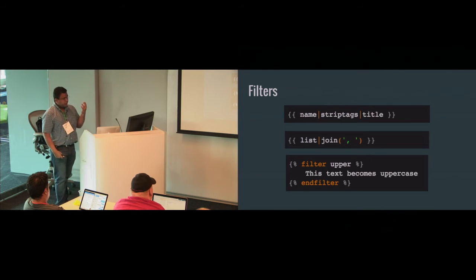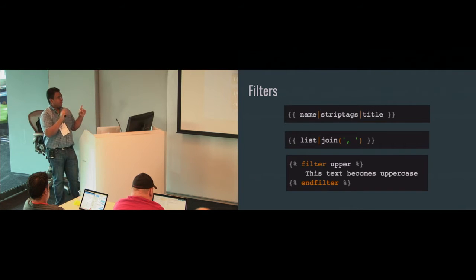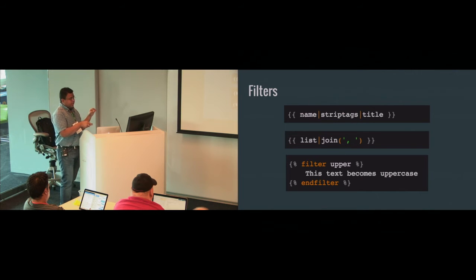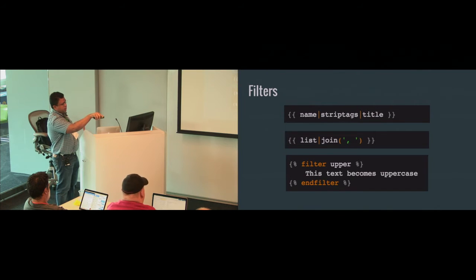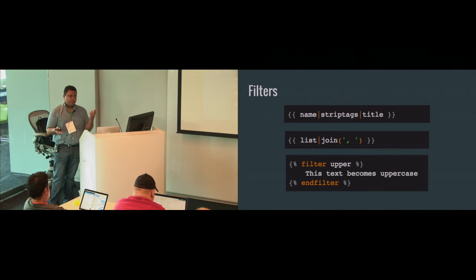For filters, you can use the pipe notation, or you can use this syntax. You have a curly bracket and a percent sign, then the word filter, and then the name of the filter. You put anything that you want to use that filter on, and you end with end filter. So this would be equivalent to, if we don't have this line and this line, this text becomes uppercase, pipe, upper. So that is equivalent. You can do either one or the other.